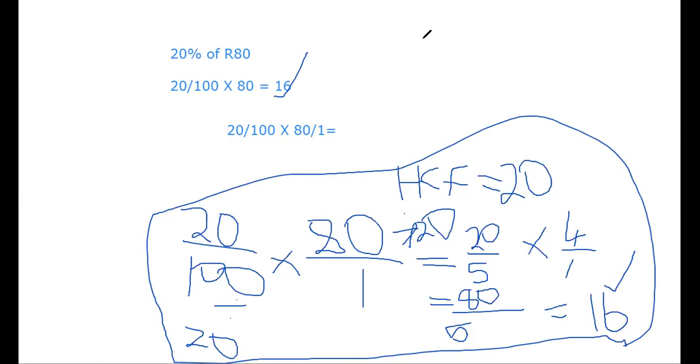So the next question is the same. We have 85% of 160. So now, using a calculator, what would we do? We would say 85 divided by 100 multiplied by 160.